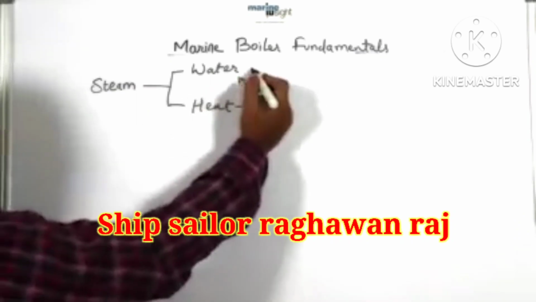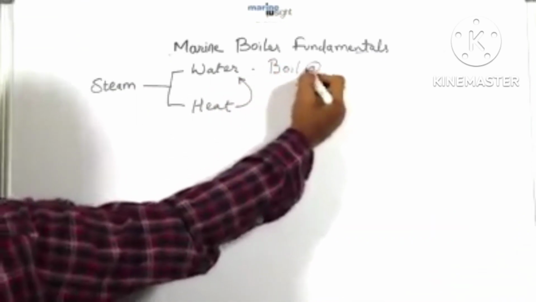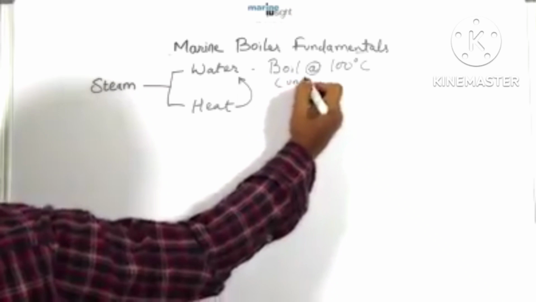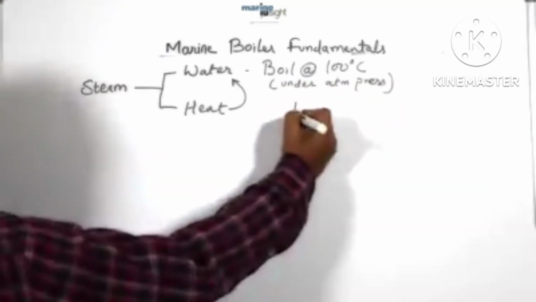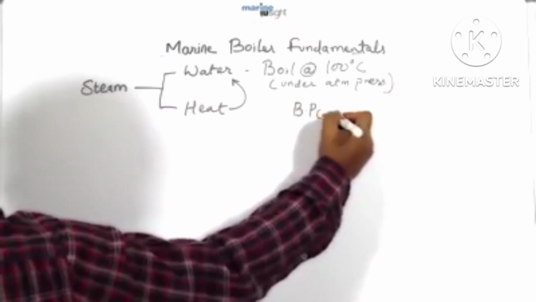When we supply the correct quality and quantity of heat to water inside the boiler, it will boil at 100 degrees Celsius under atmospheric pressure. The boiling point of water is directly proportional to the surrounding pressure inside the boiler.